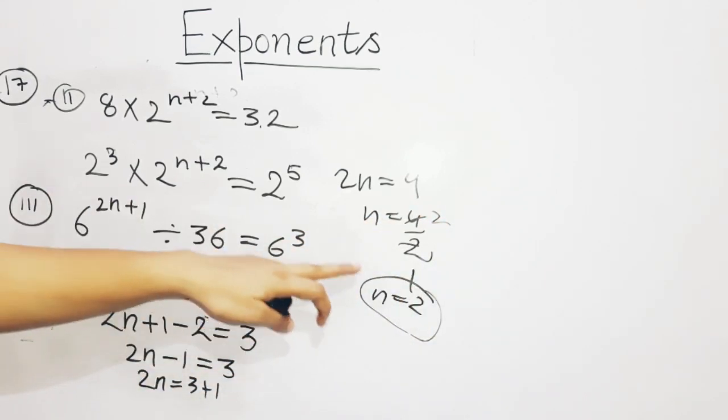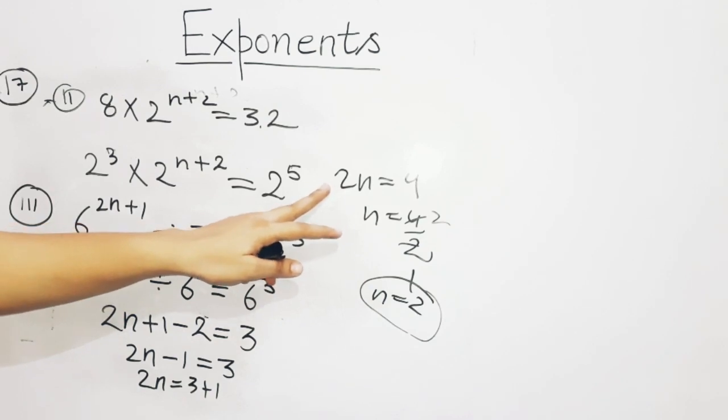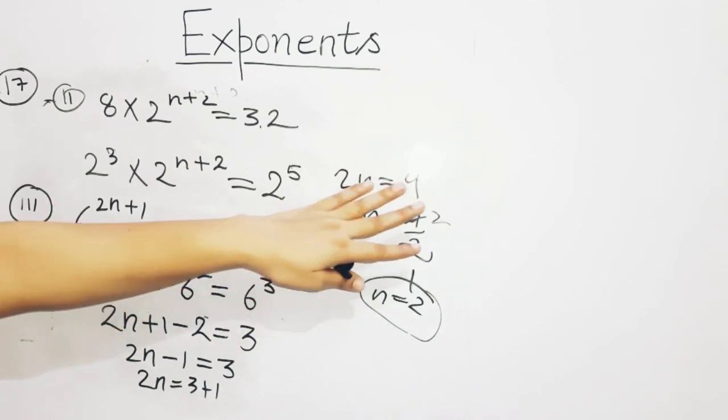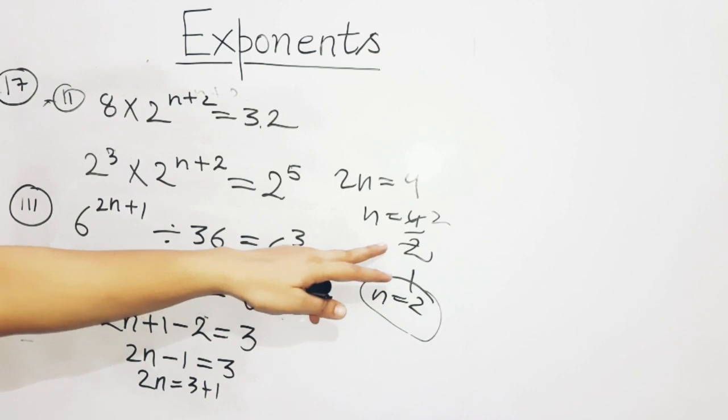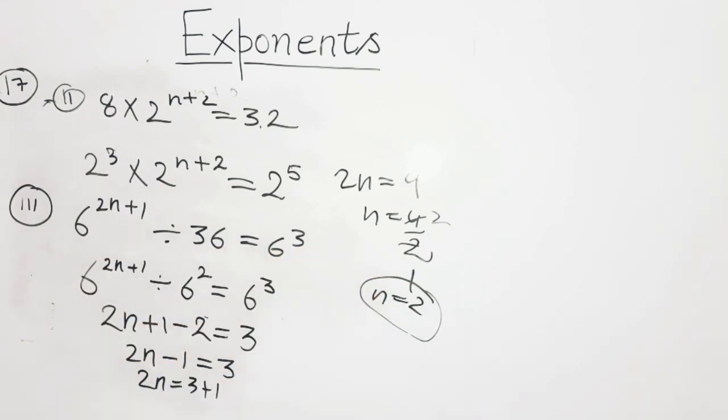Why did this 2 come over here? Because this 2 was in multiplication with n. Once it went to the right hand side, it was in divide. Okay? So I hope you must have understood option number 3 also.